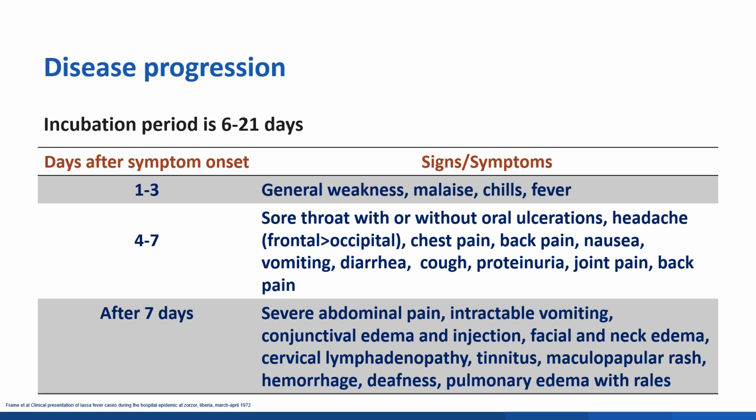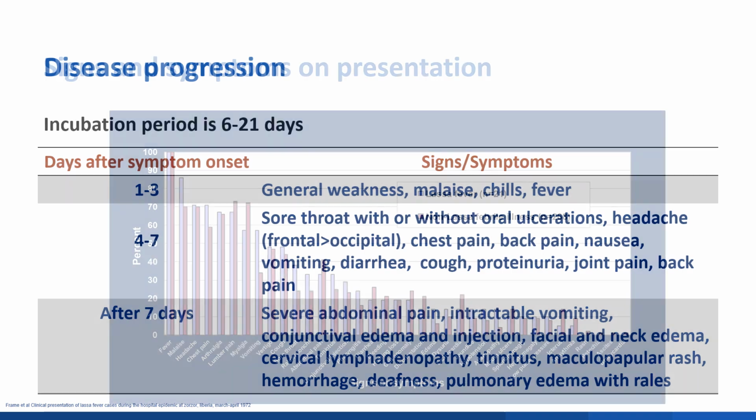During the second week, severe lower abdominal pain and intractable vomiting is common. Facial and neck swelling with conjunctival edema and injection is frequently observed as well. Occasionally, patients demonstrate bleeding from the nose, gums, or needle puncture sites. The appearance of a maculopapular rash, cervical lymphadenopathy, crepitant rales, and deafness can also be seen during this phase of the illness.